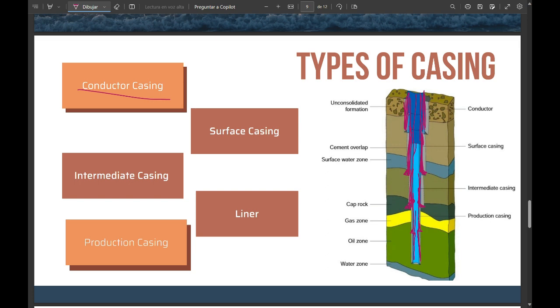The surface casing is the casing that is set below the shallow unconsolidated formation, and it's cemented into place to protect freshwater aquifers from contamination and to prevent blowouts, and it provides structural integrity to the upper part of the wellbore. The intermediate casing is set below the surface casing and above the production casing, and it's used to isolate and protect formations with varying pressure and stability characteristics, and it also is cemented in place to provide wellbore integrity, okay?